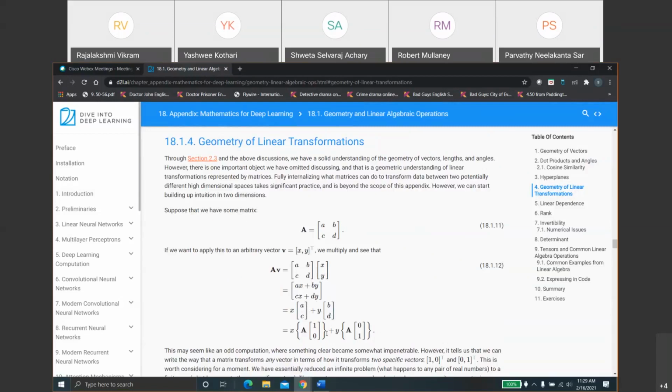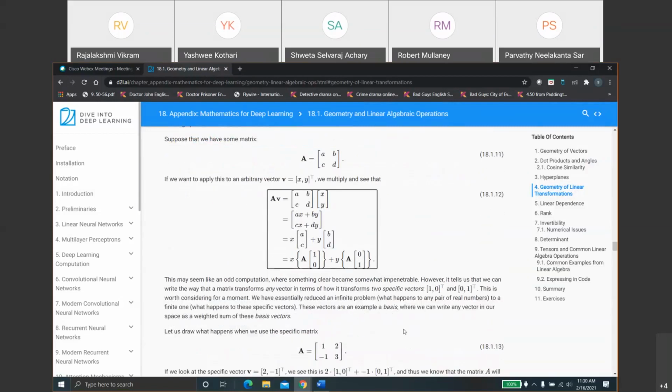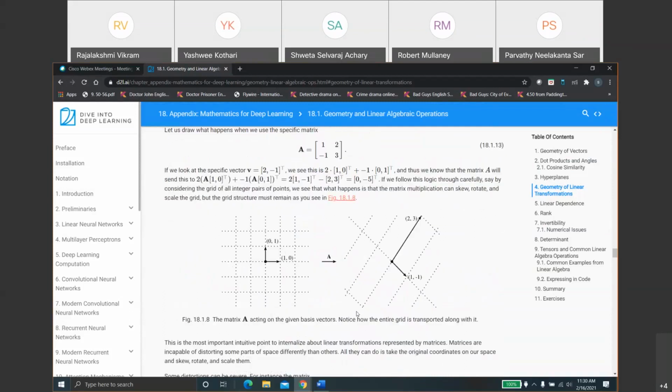So what is this? If you solve it, it is X times A into the vector 1, 0 plus Y times A into the vector 0, 1. So what does this equation exactly tell you? It tells you that we can identify how a matrix, when applied to a vector, will change the vector based on how the matrix affects the vectors 1, 0 and 0, 1. Let's take a look at this with an example.